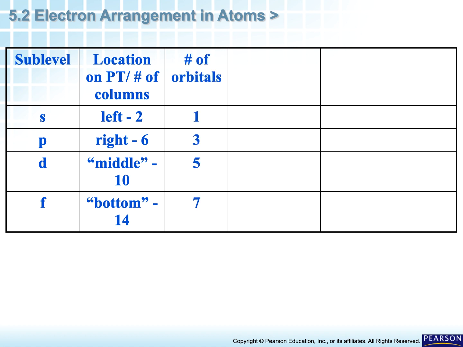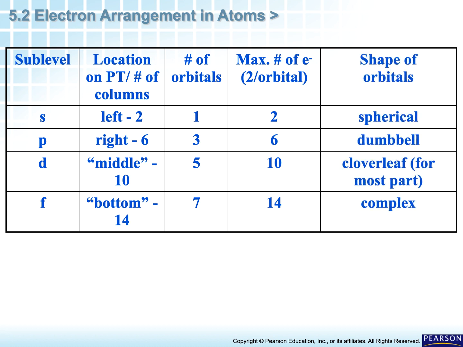The number of orbitals, as we stated in the last section, there's 1 s, 3 p, 5 d, and 7 f. But when I look at that, there's kind of a correlation between the number of orbitals and the number of columns. The maximum number of electrons, if there are 2 per orbital, you have 2 columns, so there are 2 electrons, 1 orbital. 6 columns makes 3 orbitals, 6 divided by 2. 10 columns is 5 orbitals, and 14 columns is 7 orbitals. The shapes, as we just said, are spherical for s, dumbbell for p, cloverleaf for d, and complex for f.